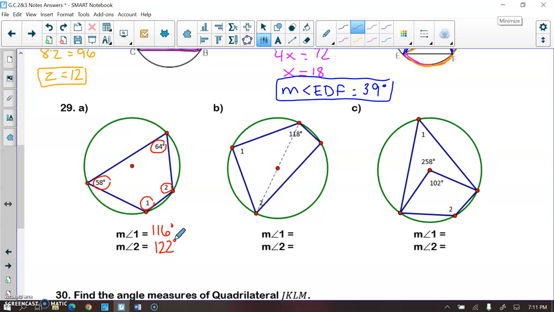For the next one, same thing. This is an inscribed quadrilateral. So for this one, the 118 and angle 2 are supplementary. So 180 minus 118 gives me 62 degrees. Now I don't have the opposite angle to angle 1. However, what I do have is that angle 1 is an inscribed angle. And for this one, it looks like it is intersecting an arc that is a semicircle. So since it's intersecting a semicircle, that means that the inscribed angle is 90 degrees.